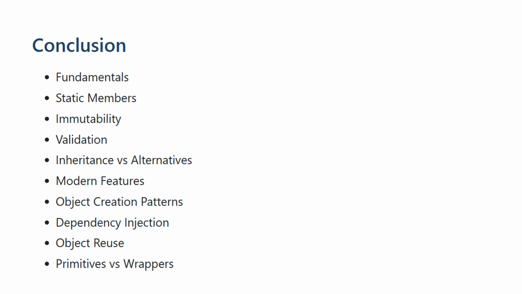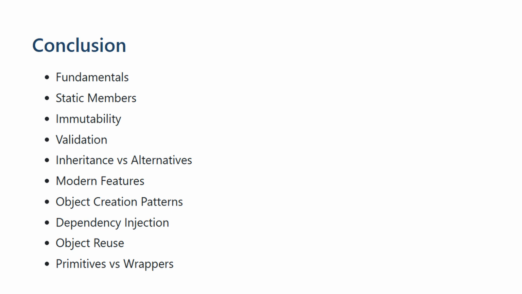Modern features. Records simplify immutable data classes. Enums model fixed sets of values with type safety. Sealed classes restrict inheritance for controlled hierarchies. Object creation patterns. Static factory methods improve readability and flexibility. Builder pattern solves problems with telescoping constructors and multiple setters, ensuring immutability and readability.